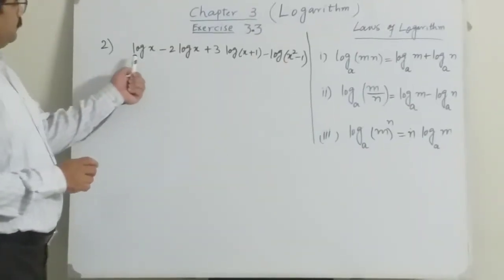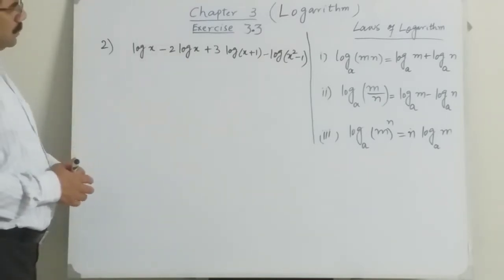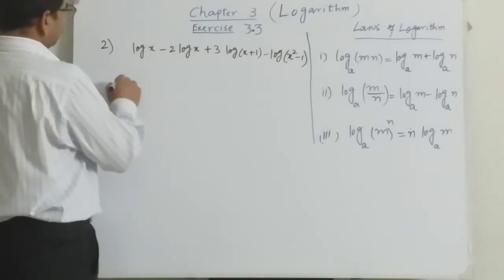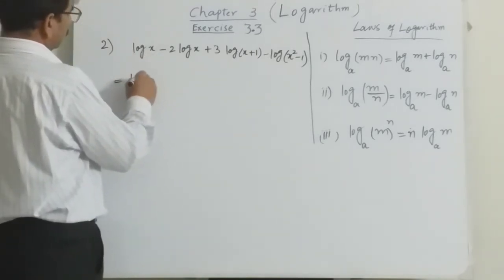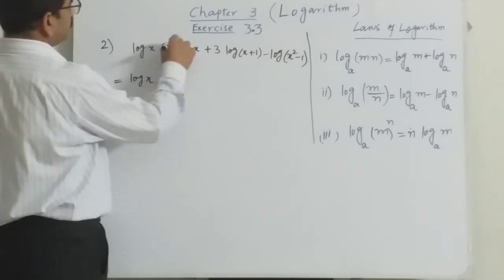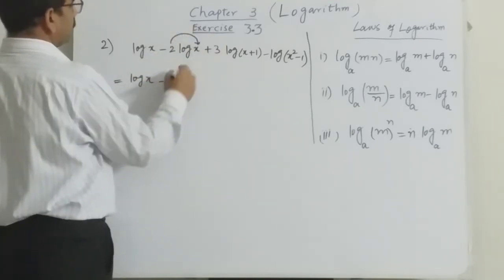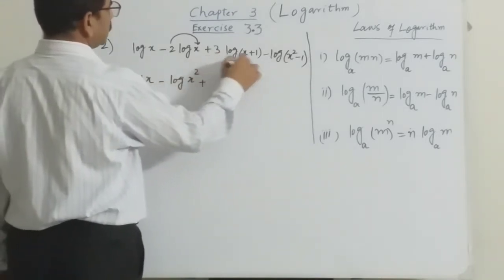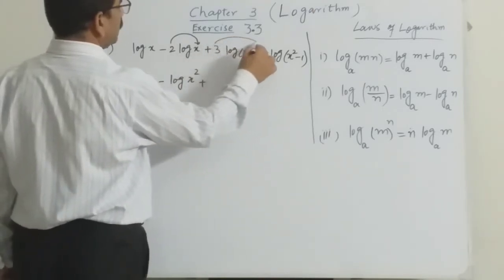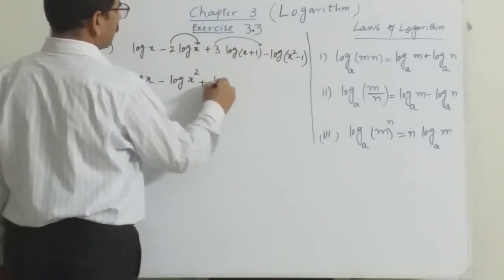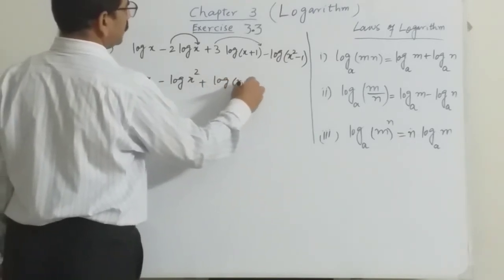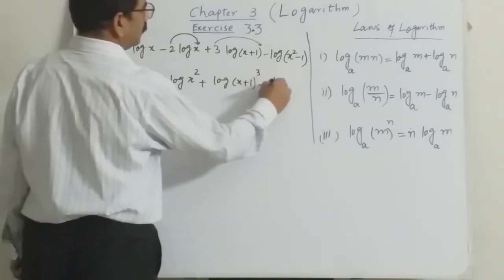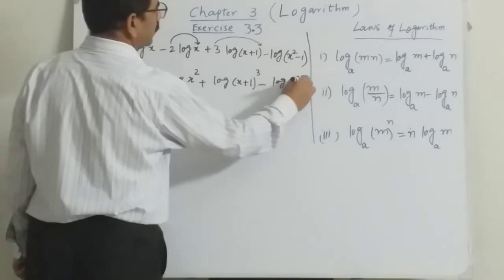In question number 2, we have to express the given statement as a single logarithm. So again we will have to make use of the laws of logarithm. We can write it as log of x, and this number will go up as a power of x. We will write it as log of x square. Similar is the case with the third term: this 3 will go up as a power of x plus 1, log of x plus 1 whole cube, minus log of x square minus 1, which will remain as it is.